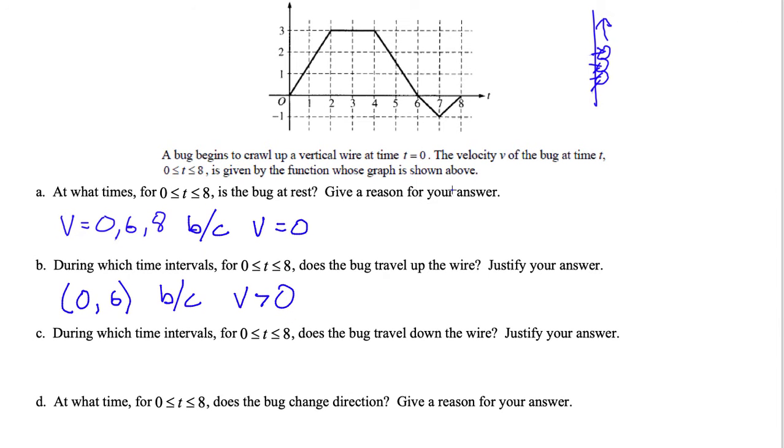All right, part C. When does it travel down the wire? Where is it negative? It's negative for that tiny little triangle, so between 6 and 8. So between 6 and 8. And why? Because velocity is now less than 0.